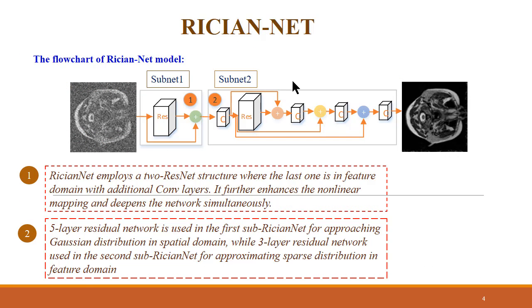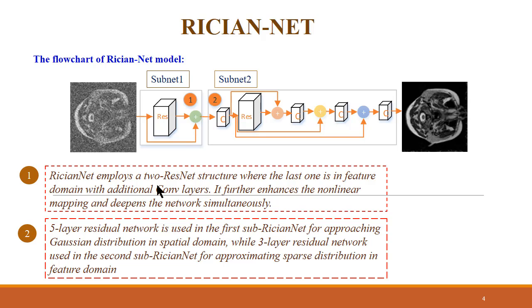In this work, we proposed a Rayleigh net to deal with Rayleigh noise denoising. Here is the flow chart of our model. It consists of two parts. It employs a two Rayleigh net structure, where the first one is the conventional Rayleigh net, and the second one is in the feature space with two convolution layers. These two structures further enhance the nonlinear mapping and deepen the network simultaneously.